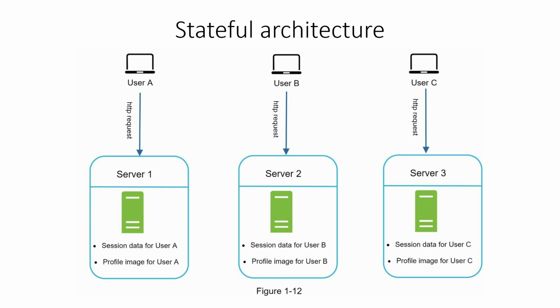To authenticate user A, HTTP requests must be routed to server 1. If a request is sent to other servers, like server 2, authentication would fail because server 2 doesn't contain user A's session data. Similarly, all HTTP requests from user B must be routed to server 2. All requests from user C must be sent to server 3.